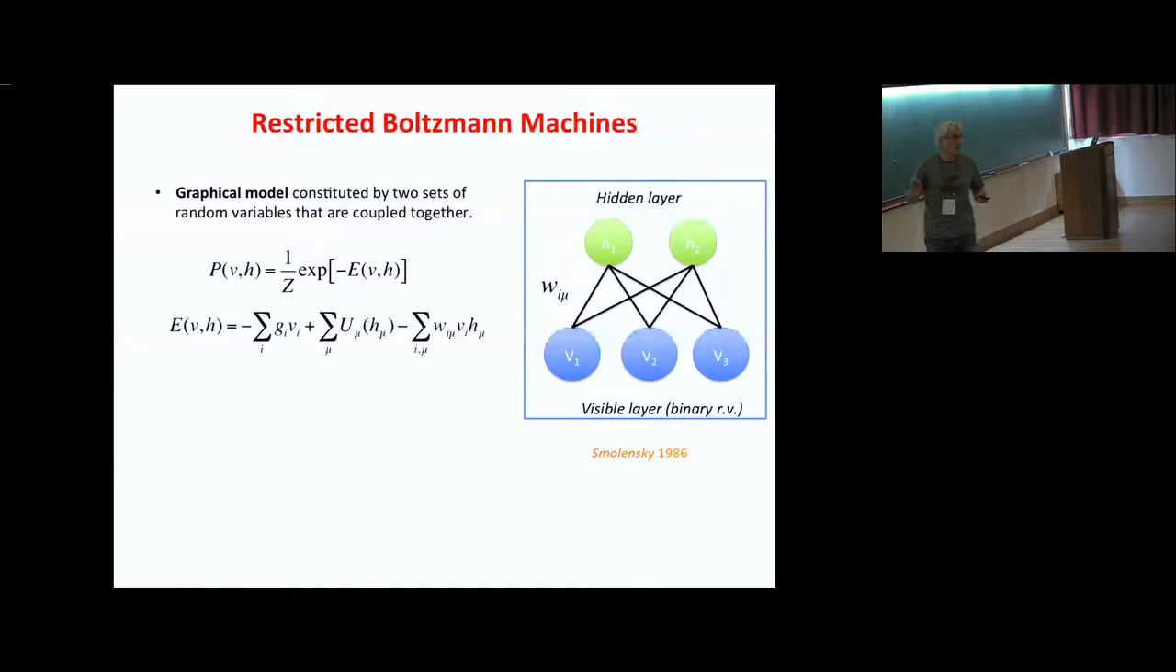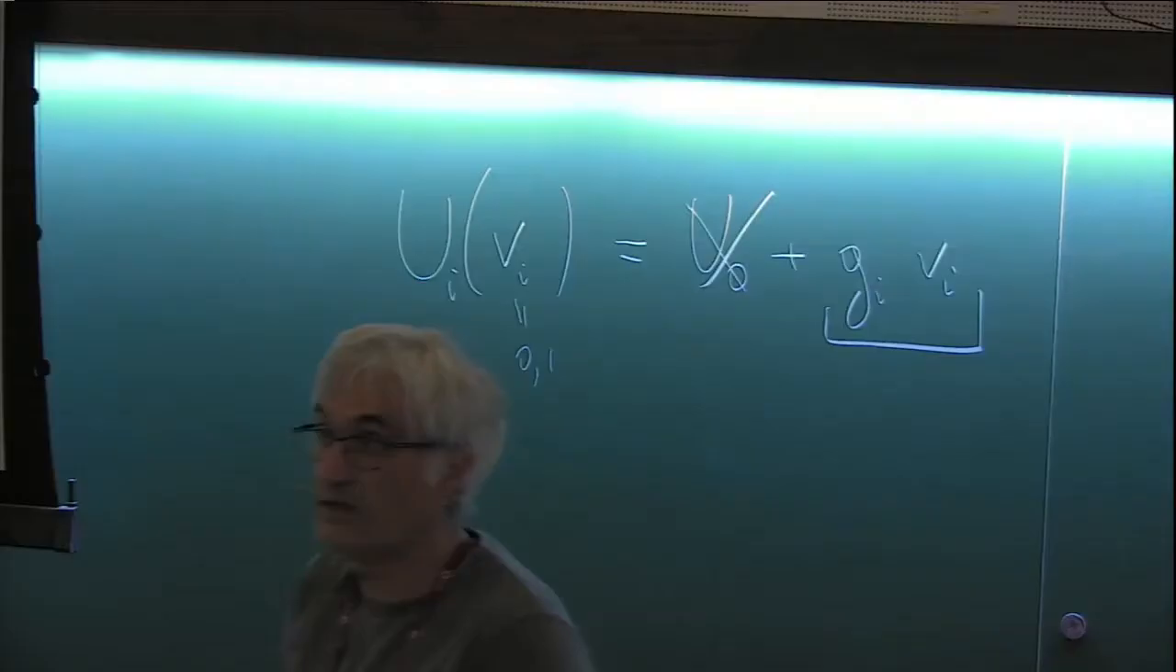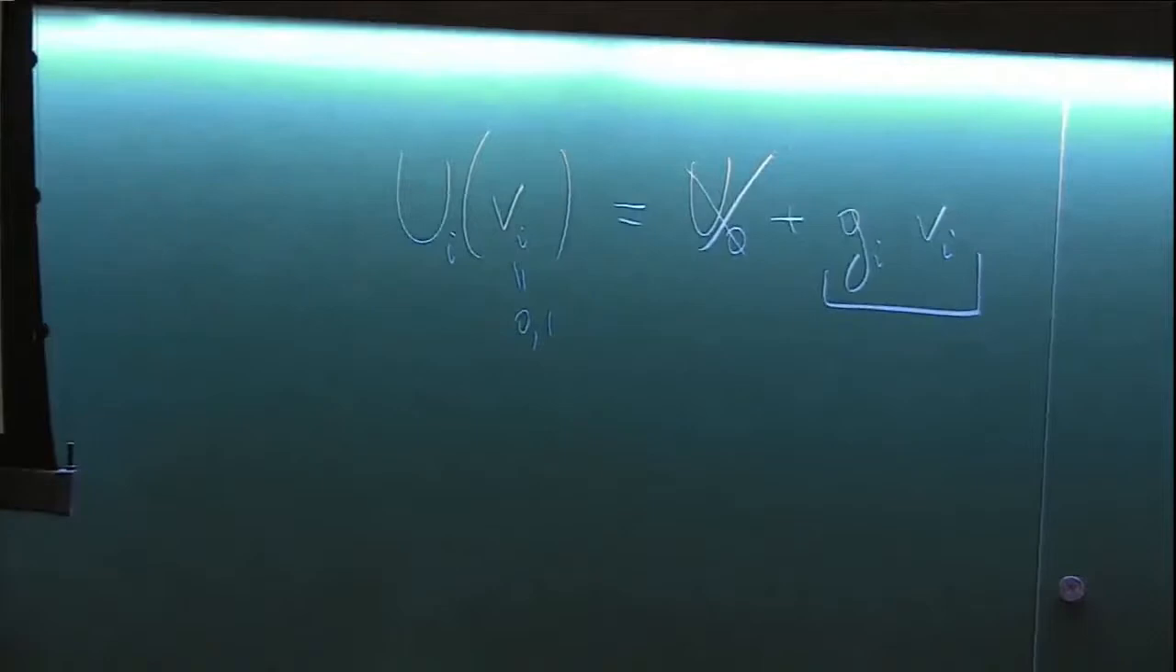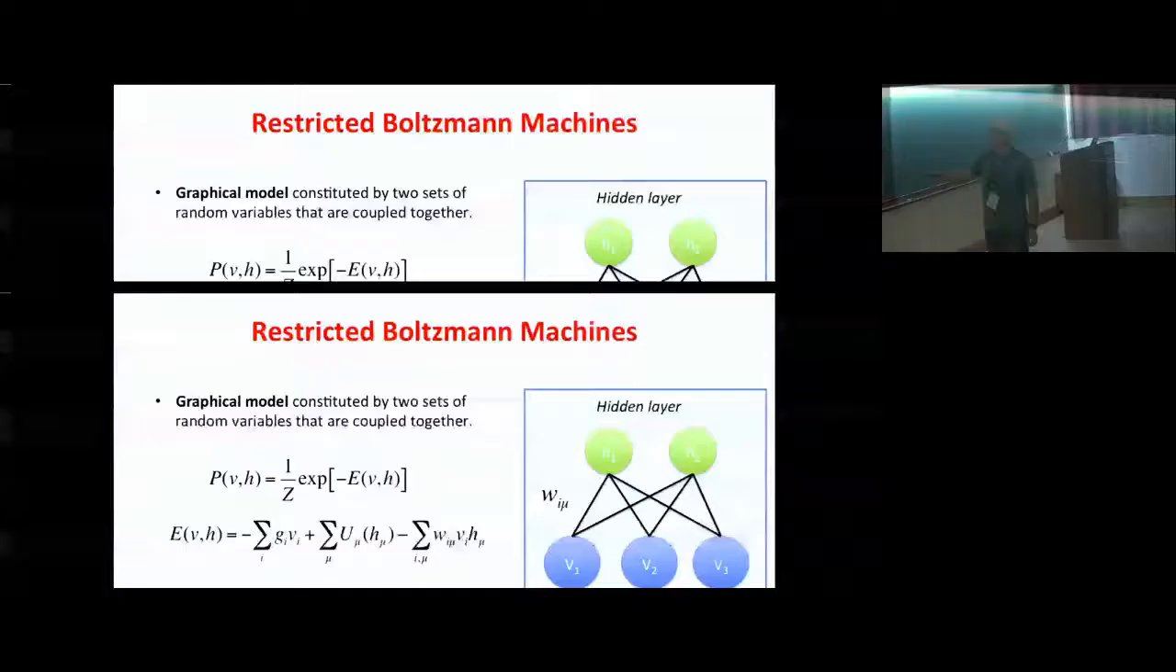So if you have a potential acting on a variable v_i, which is 0, 1, then of course this can always be linearized. I can always write this as u0 plus g_i v_i. It's a potential, it depends on the index i, and u0 does not matter, it's just a shift. So forget about that. So the local potential is g_i v_i, where g_i is the local field. It's a local magnetic field that you see here.